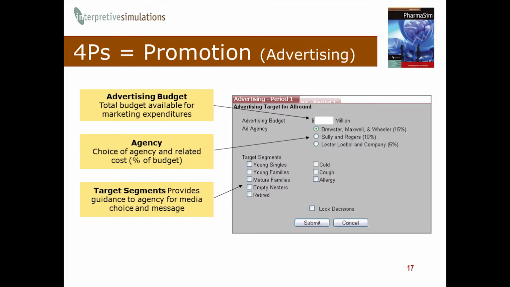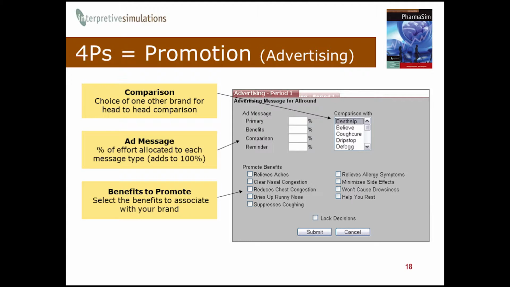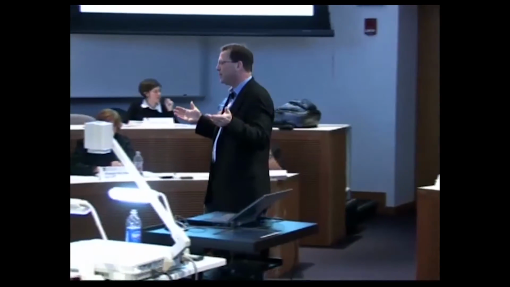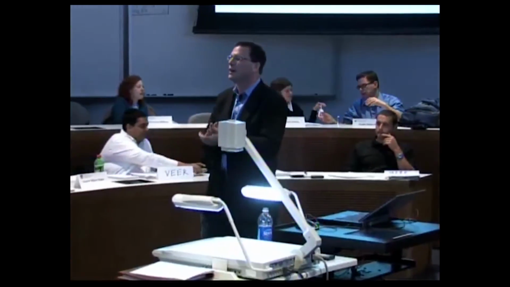Okay, very good. So what is it called when you're just promoting the entire category? What's that box that you check in PharmaSim? Primary. So if you're trying to build primary demand, you're saying, okay, I'm going to try to do the Got Milk campaign, right? When you think primary demand, I think mostly about the Got Milk campaign, which is designed to sell milk, but not a particular brand of milk, right?